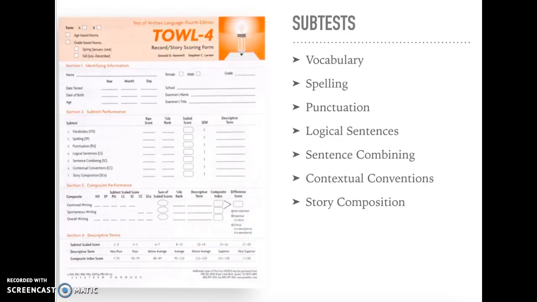contextual conventions, where the student writes a story in response to a stimulus picture; and finally, story composition, where the student's story is evaluated on the quality of its composition.